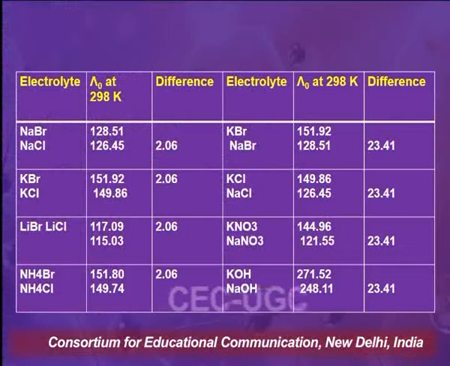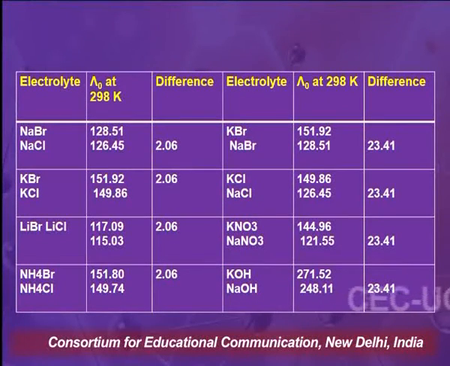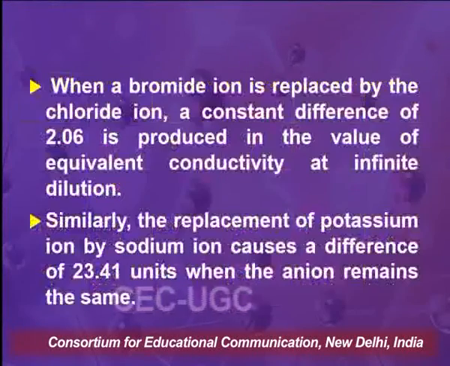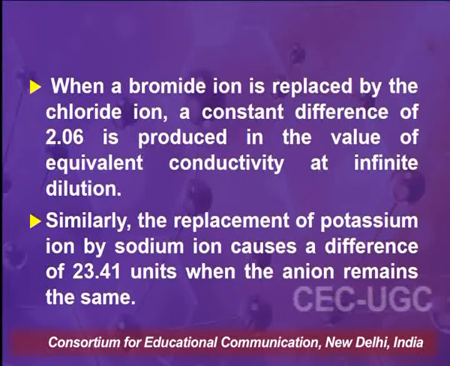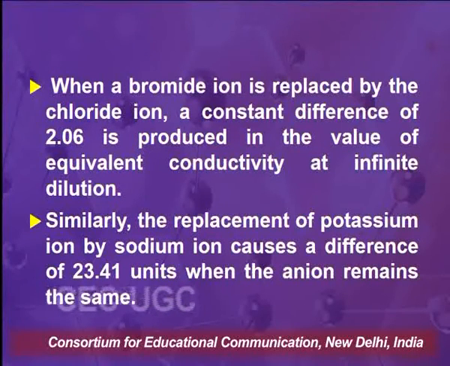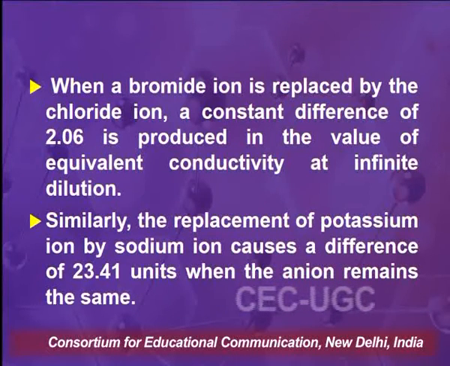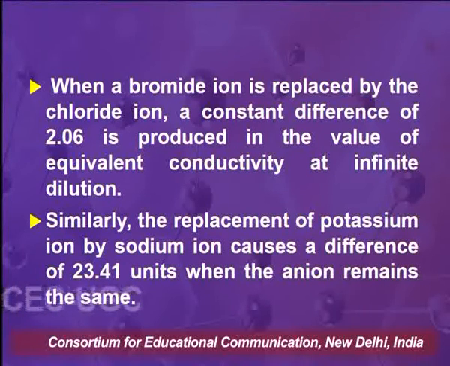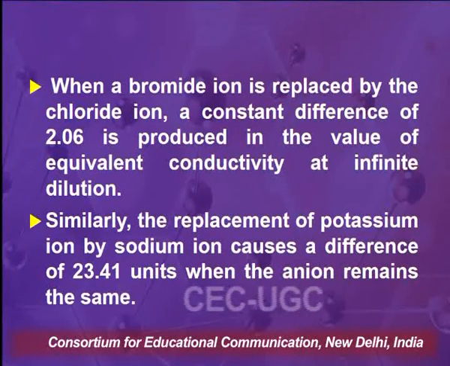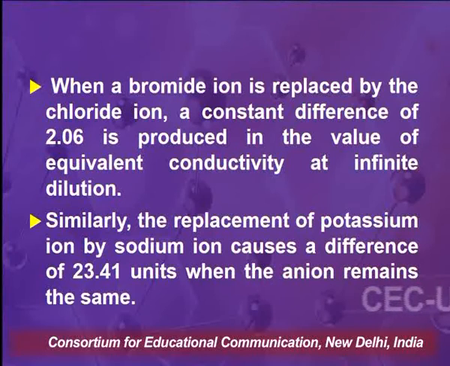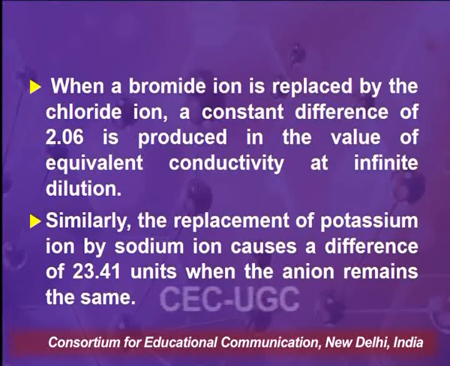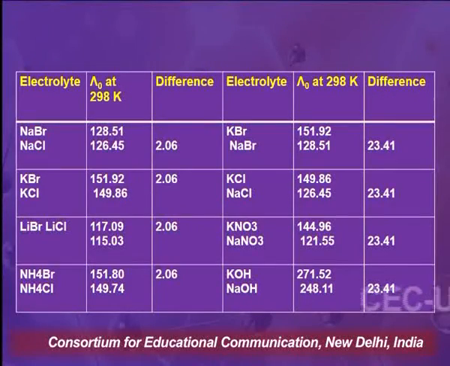As we can see from this table, where the lambda naught values of different electrolytes have been noted down, it was observed that when a bromide ion is replaced by chloride ion, a constant difference of 2.06 is produced in the value of equivalent conductivity at infinite dilution. Similarly, the replacement of potassium ion by sodium ion causes a difference of 23.41 units when the anion remains the same.